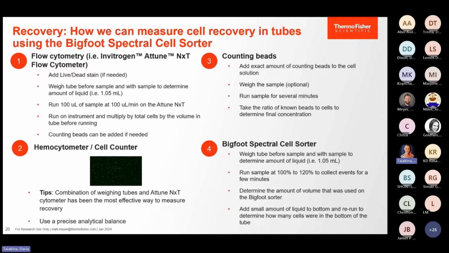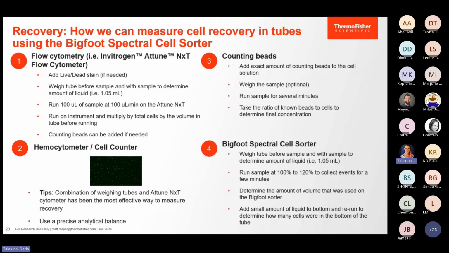And so that's going to basically give you a total cell count. And that can work for smaller amounts of cells, larger amounts of cells. It's a pretty robust method. Hemocytometers are also very good, or a cell counter.